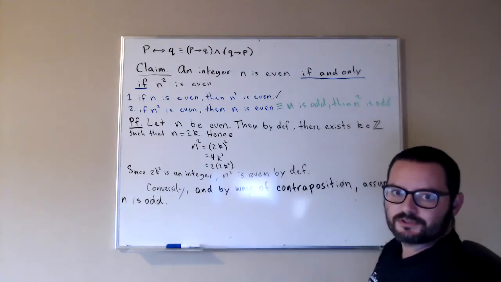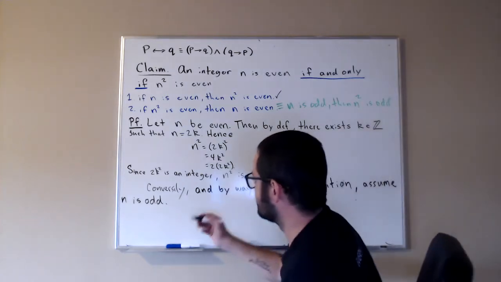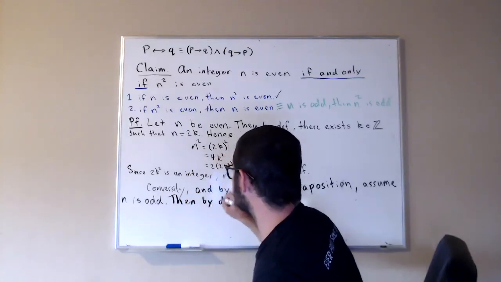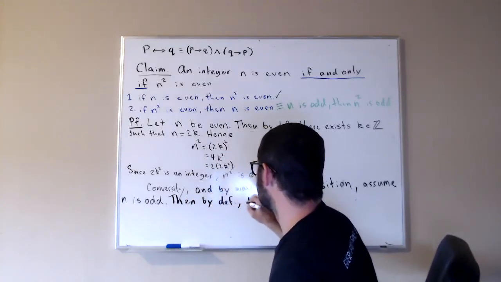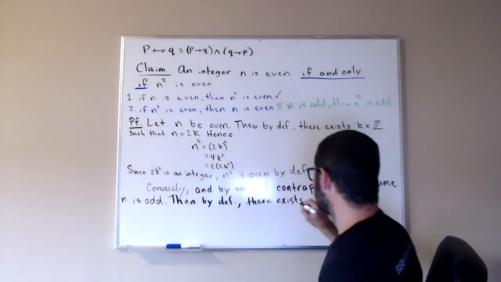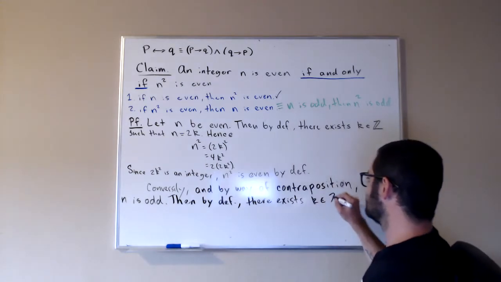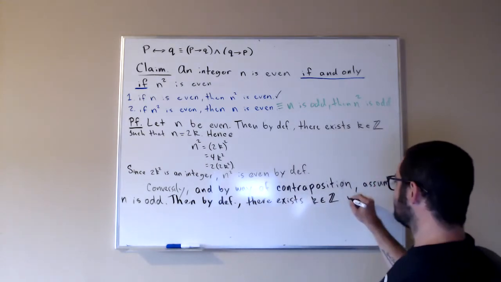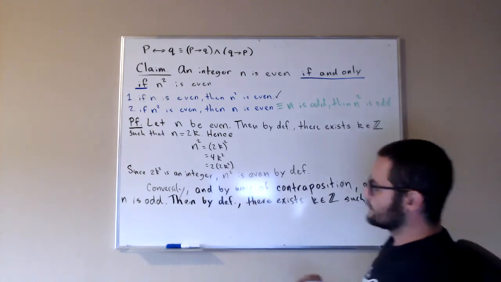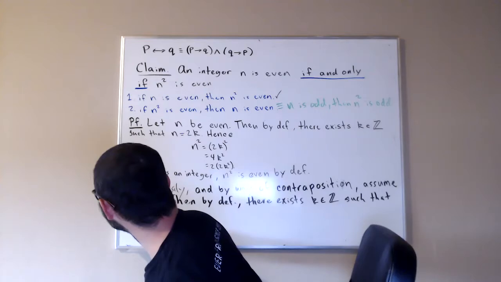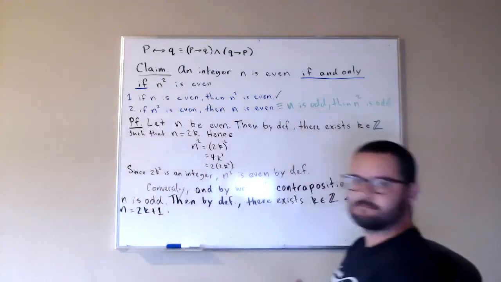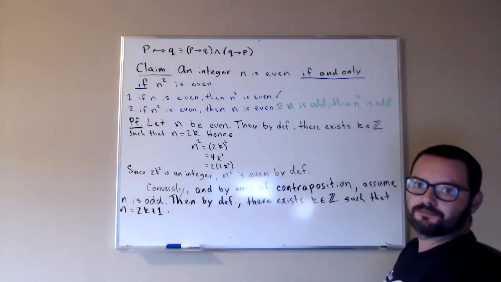And so we've made an assumption now, so now we're going to recall a definition. So we're going to say, then, by definition, there exists an integer k such that n is equal to 2 times k plus 1. That's the definition of being odd, right?